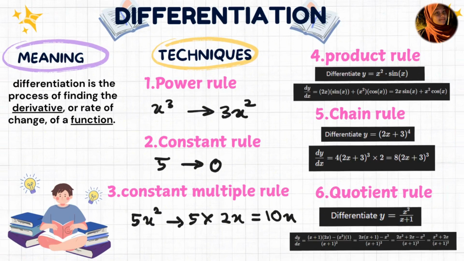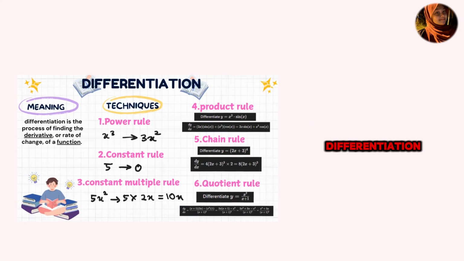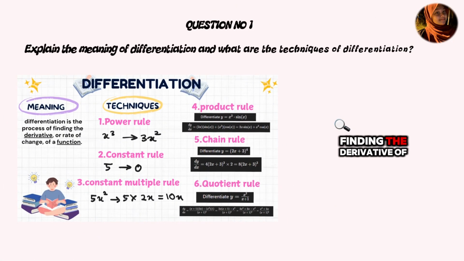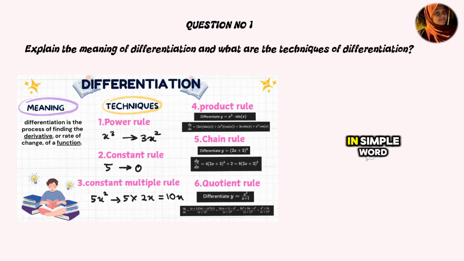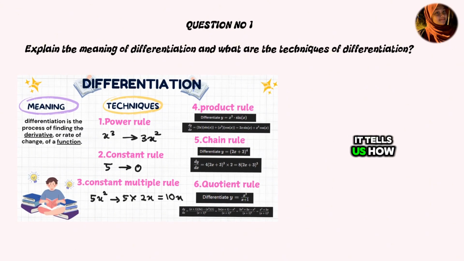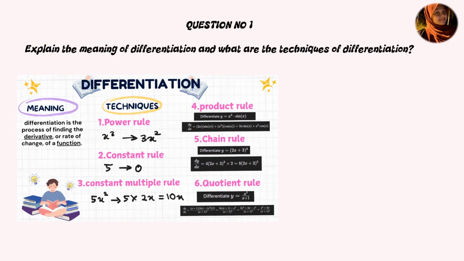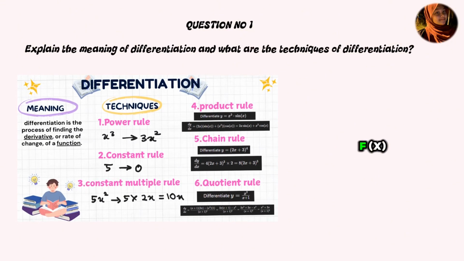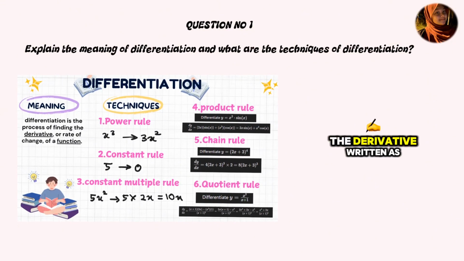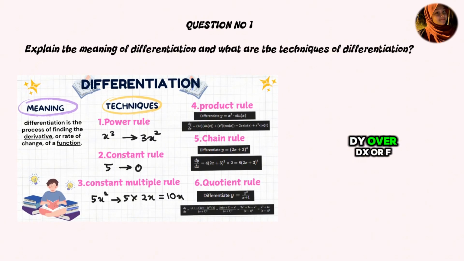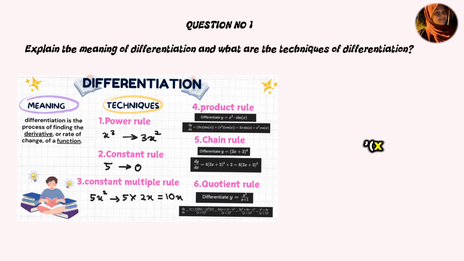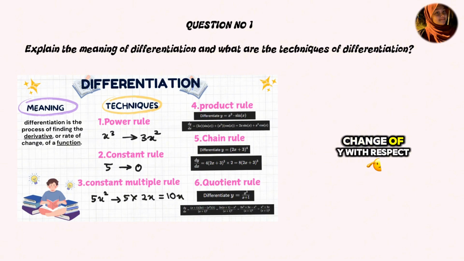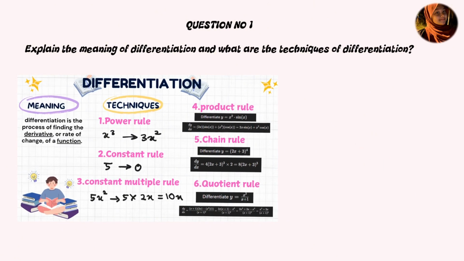the technique of differentiation. Differentiation is the process of finding the derivative of a function. In simple words, it tells us how fast something is changing. Mathematically, if we have a function y equal to f(x), the derivative written as dy/dx or f prime x shows the rate of change of y with respect to x.